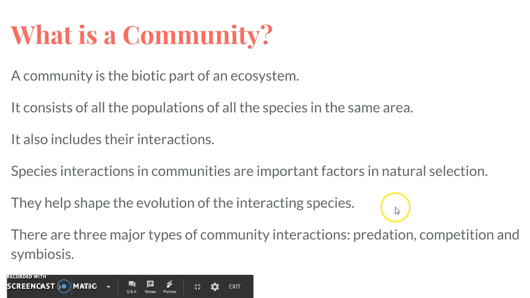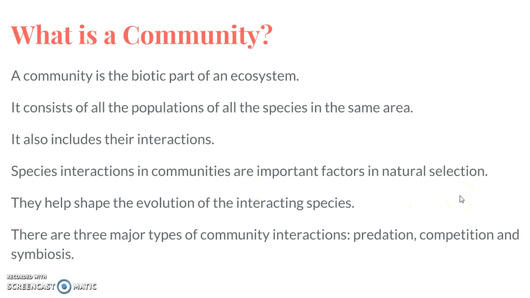What is a community? A community is the biotic part of an ecosystem. It consists of all the populations of all the species in the same area. It also includes their interactions. Species interactions in communities are important factors in natural selection. They help shape the evolution of the interacting species. There are three major types of community interactions: predation, competition, and symbiosis.